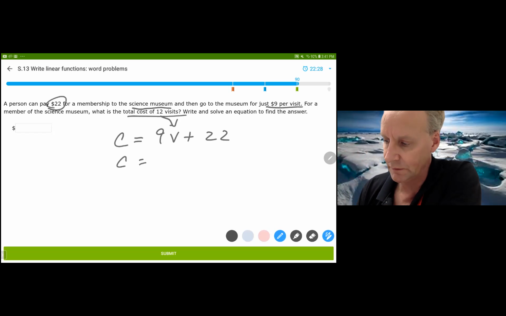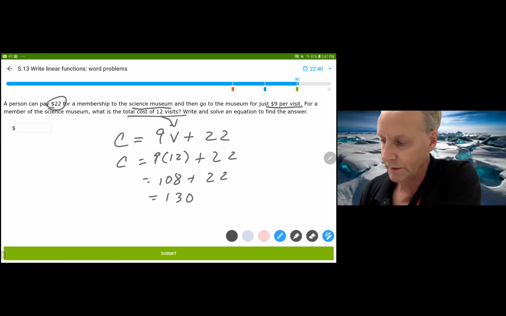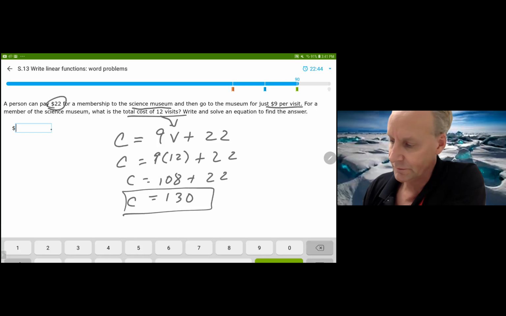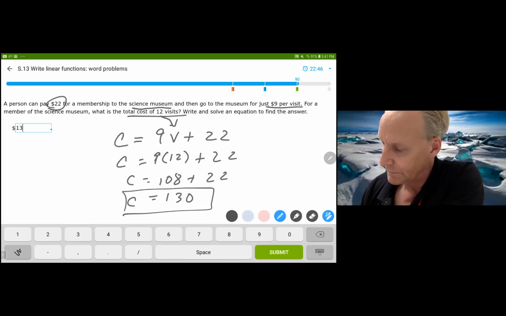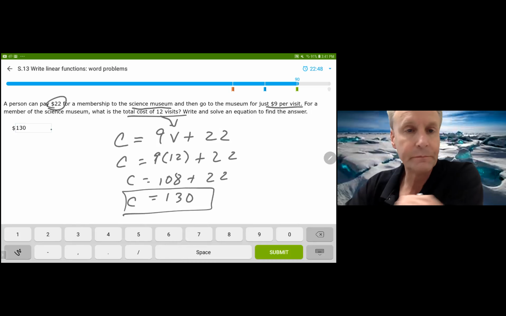So C is equal to 9 times 12 visits plus the 22. That's going to be 108 plus the 22 original dollars that you spend. It's going to be $130, the total cost for going to the Science Museum. Seems like a lot of visits, actually.